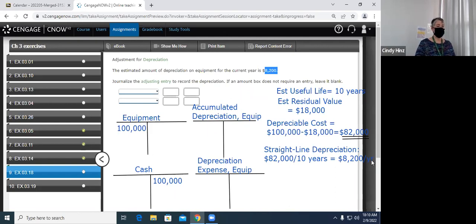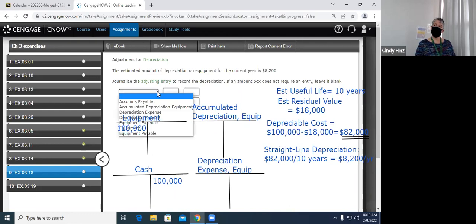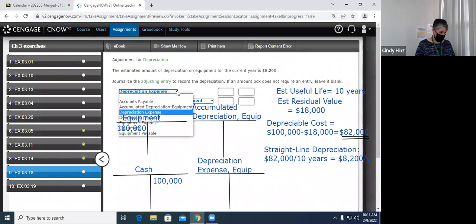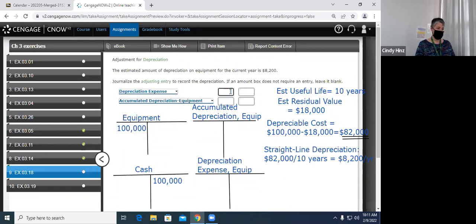Okay. Now we can actually do the entry for the exercise. And then I'll put it in T accounts and talk about it for another second. A depreciation entry always looks like this: a debit to depreciation expense and a credit to accumulated depreciation. The depreciation entry always includes a debit to the expense account that's on the income statement and a credit to accumulated depreciation on the balance sheet.